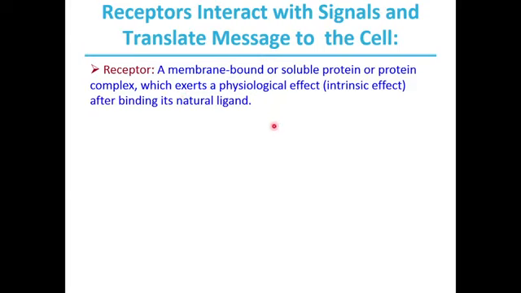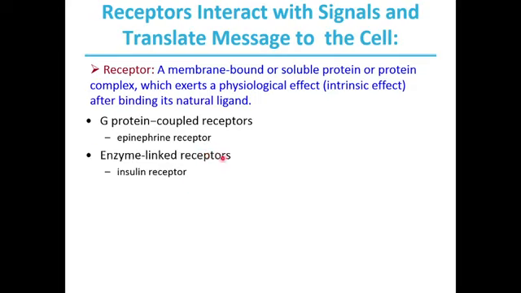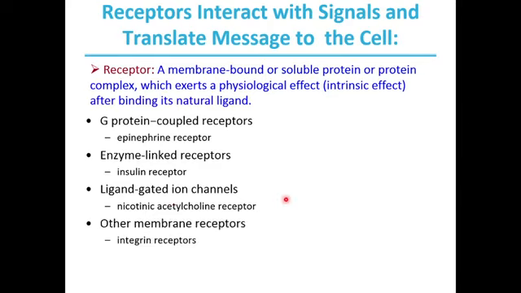Now, what are the different kinds of receptors? G-protein coupled receptors are one example. They are also called epinephrine receptors. Enzyme-linked receptors, for example, insulin receptors. The reason they are enzyme-linked is because these receptors have enzymatic activity. Ligand-gated ion channels, for example, nicotinic acetylcholine receptors. These are classic examples of ligand-gated ion channels.